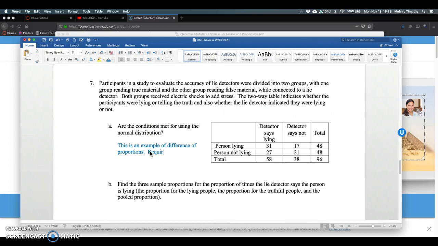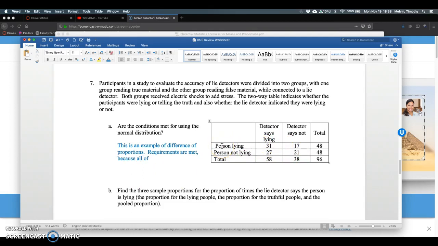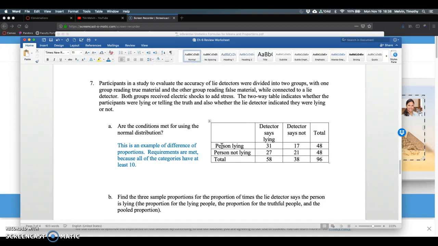So I'll say requirements are met. Why are they met? Because all these categories have at least 10. So no matter what we consider to be a success or failure, whether the person's lying or not lying, the detector is saying the person's lying or not, each of these categories has 10 or more.